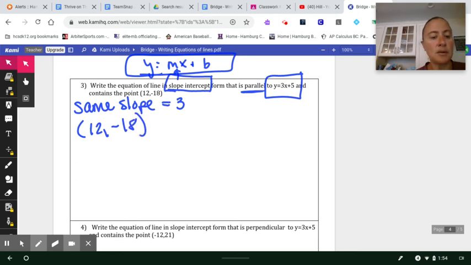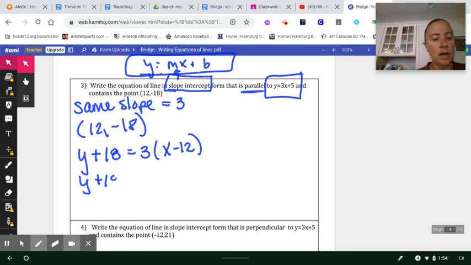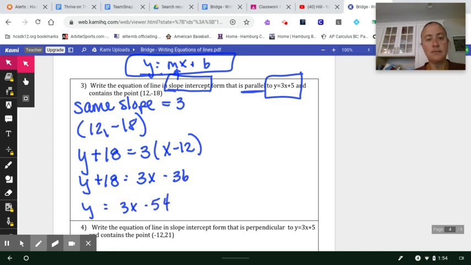So piece of cake, we'll start with that point slope formula. Y minus negative 18 would be y plus 18 equals 3 times x minus 12. And then to put it in slope intercept, like we said, we'll just clean it up. Y plus 18 equals 3x minus 36. Subtract over that 18. Y equals 3x minus 54. And we have it.